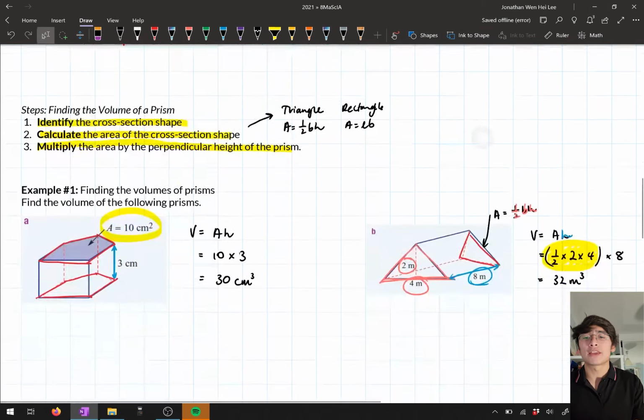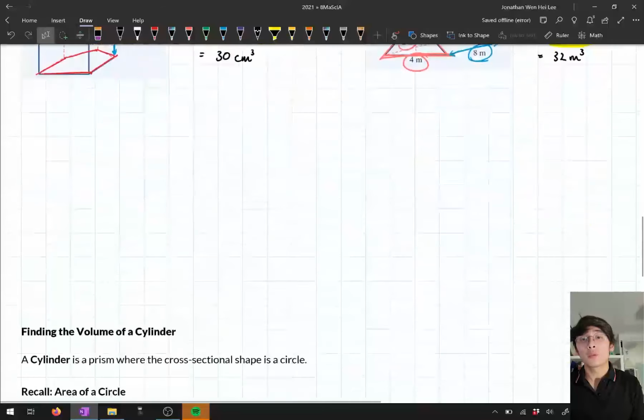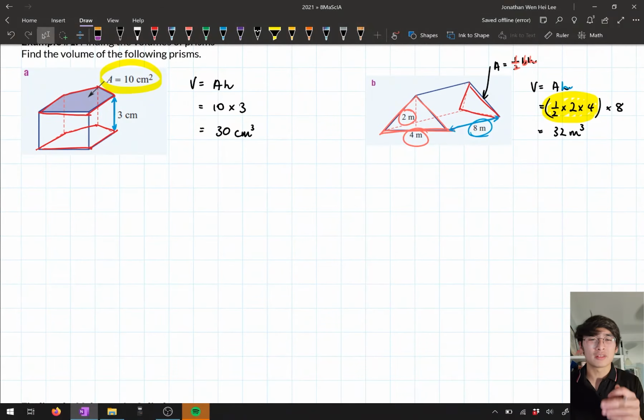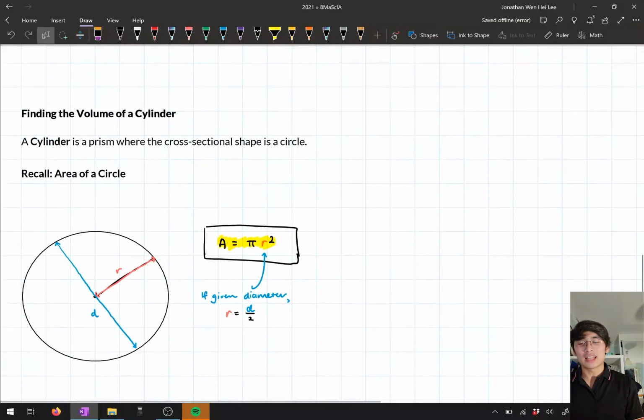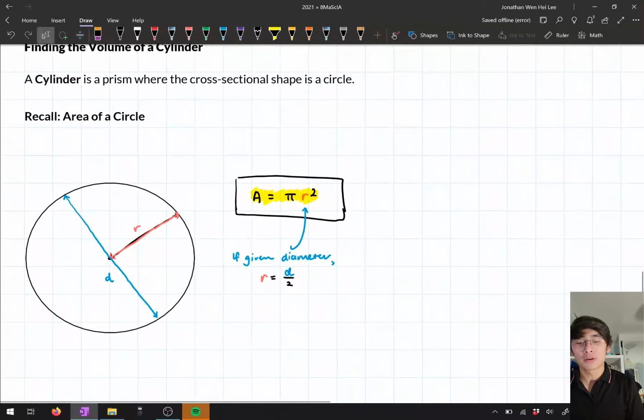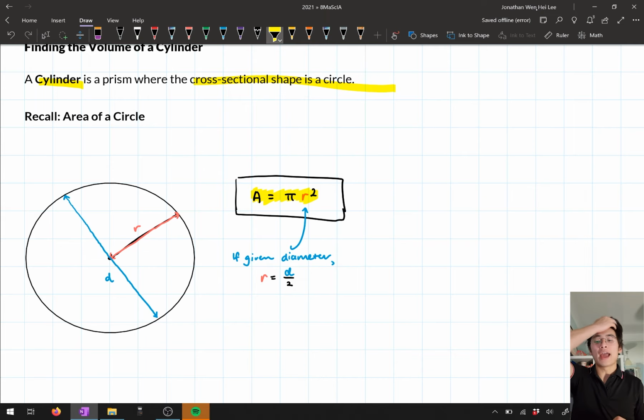Now, there's a very specific case of a prism, which is when the cross-section area is a circle. And so here, that's a cylinder. A cylinder is a prism where the cross-section shape is a circle. So a cylinder is just a special case of a prism. And so when we're dealing with cylinders, we need to remember how to calculate the area of a circle.